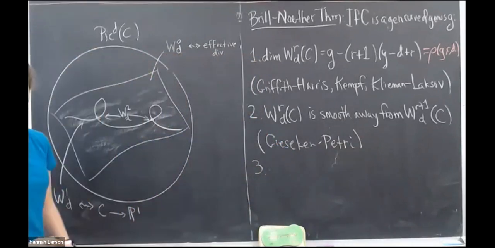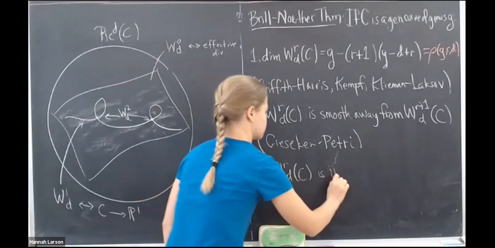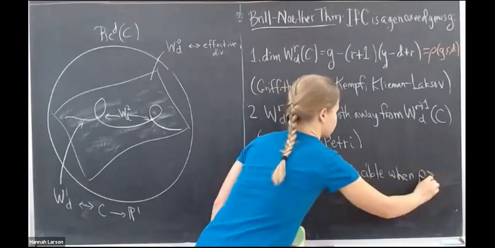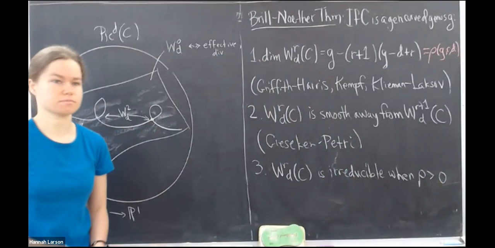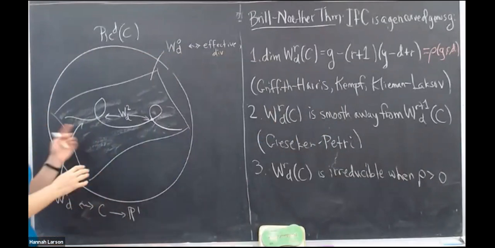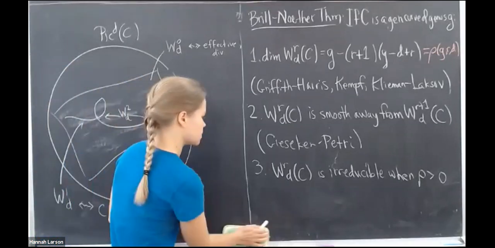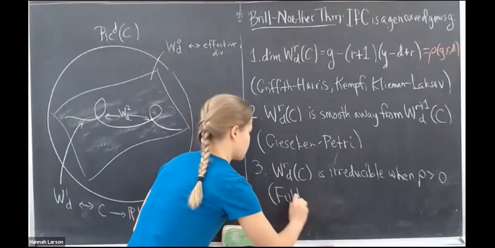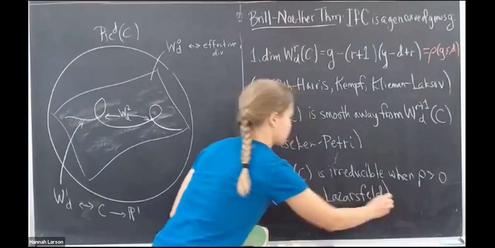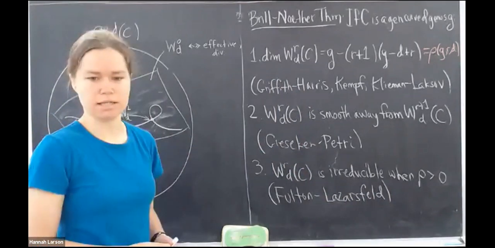And finally, W^r_d is irreducible when its dimension is positive. So in the case when rho equals zero, W^r_d is a finite set of points, and there could be more than one. This is due to Fulton and Lazarsfeld. So I'll stop and check. Are there any questions here?